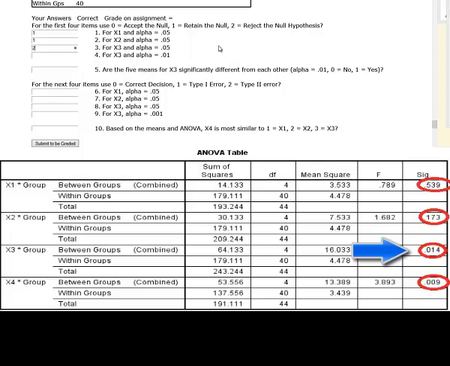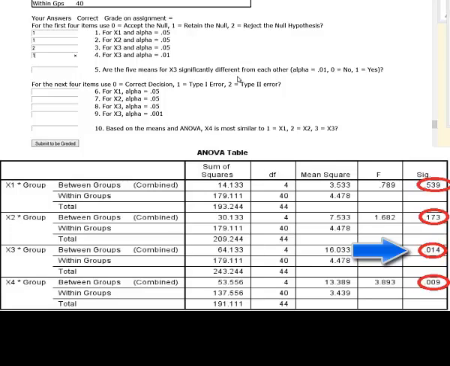For x3 and alpha equals 0.01, because the significance level is 0.014, which is just a little bit greater than 0.01, but it's still greater. In classical hypothesis testing, there is nothing that's close. It either is or it isn't. So in this case, we would retain the null hypothesis.